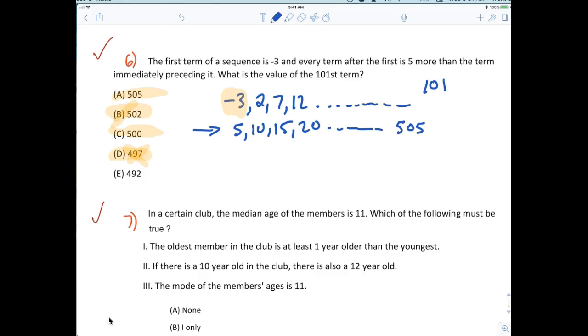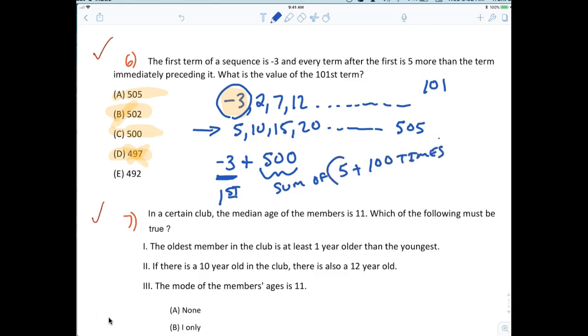What I want to show you is the first term is -3. You're going to add to that, how many more terms are there? 100. So you're going to add 5 100 times. And if I add 5 100 times, that will give me 500. I'm sorry, I said 505, and I meant to say 500. So let me say one more time. This is the first term. This is the sum of 5 added 100 times.